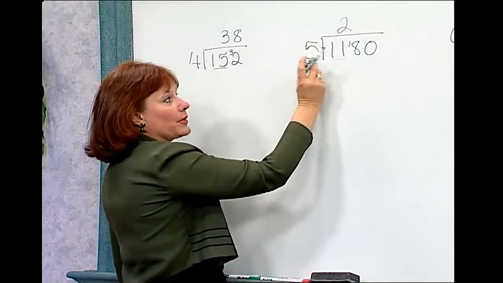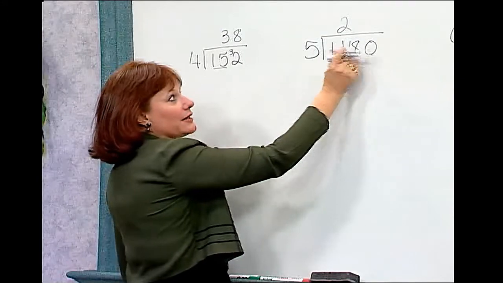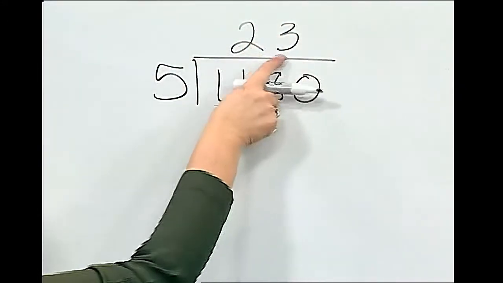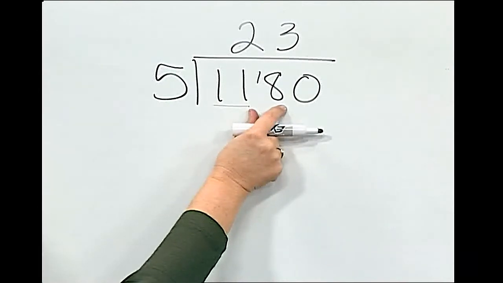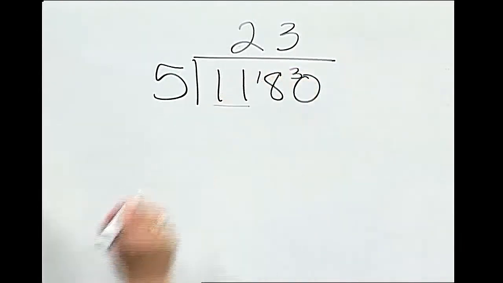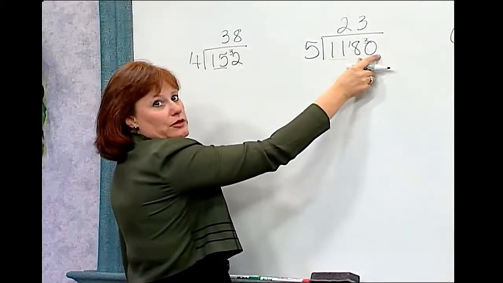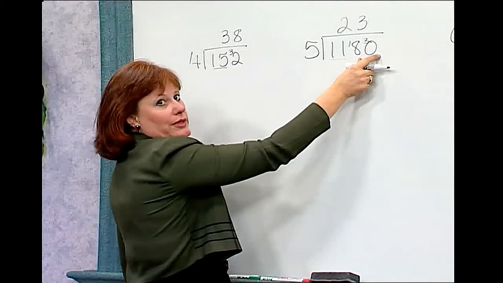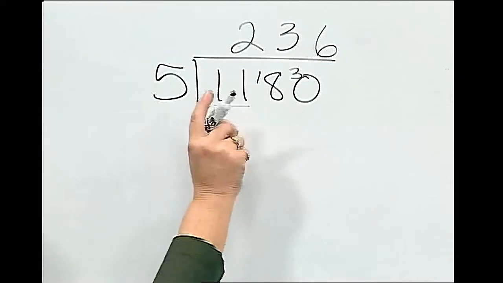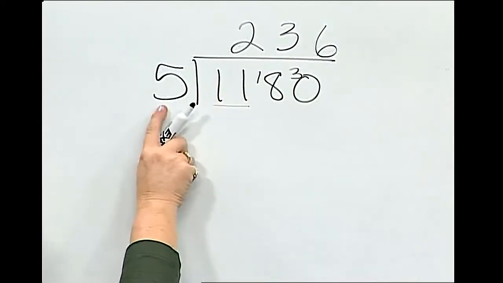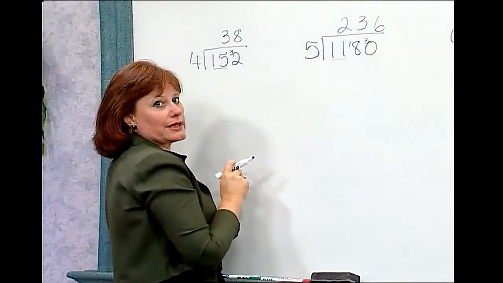Now I'll check to see how many times 5 will go into 18. 5 goes into 18 3 times. 3 times 5 is 15. 18 minus 15 is 3. So I'll carry the 3 over. Finally, I want to check how many times 5 will go into 30. 5 times some number is 30. 5 times 6 is 30, so I know 5 goes into 36 6 times. So I believe that 1,180 divided by 5 is equal to 236.